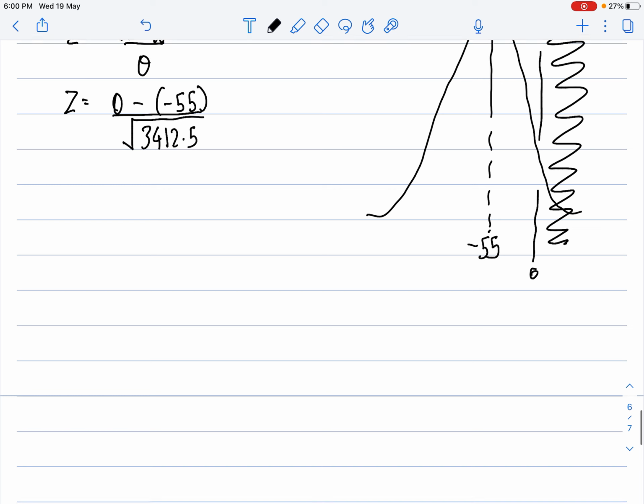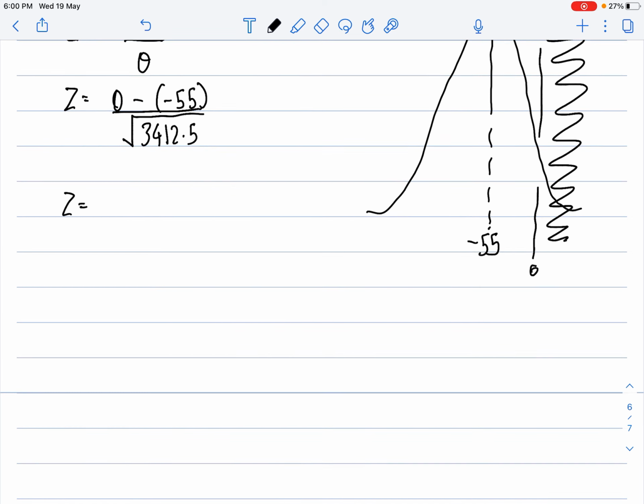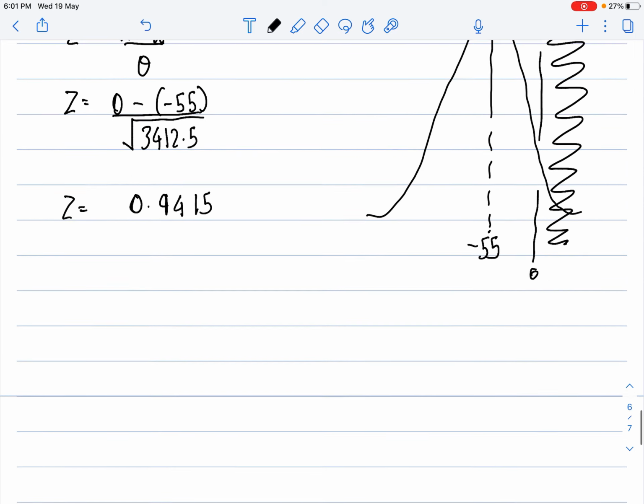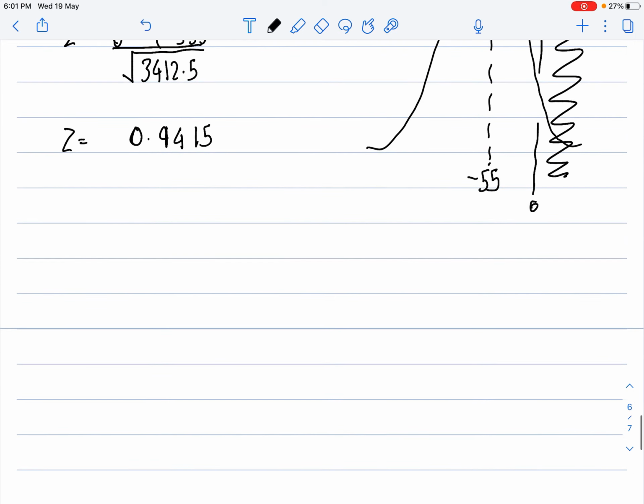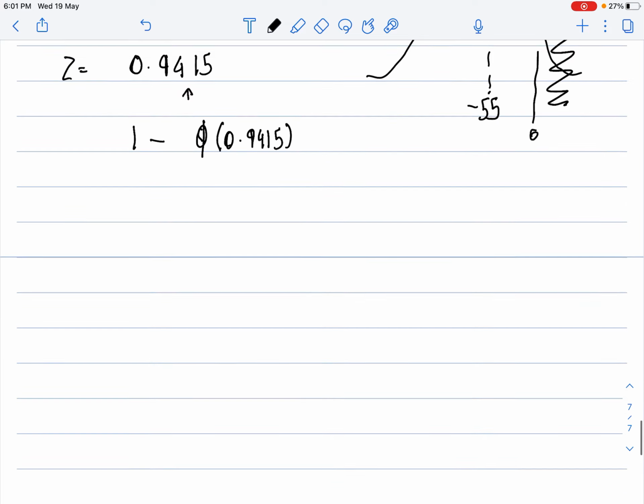So this is the square root of 3412.5. Now I can write this as z equals 55 over the root of 3412.5. The value I get here is 0.9415. Now I need more than this z value. I know phi basically means less than 0.9415, but because I need more than, I do 1 minus phi of 0.9415.